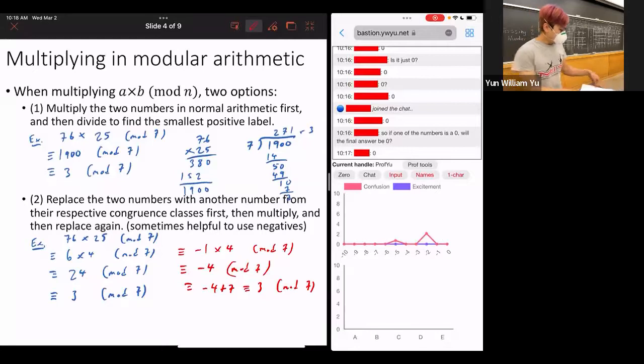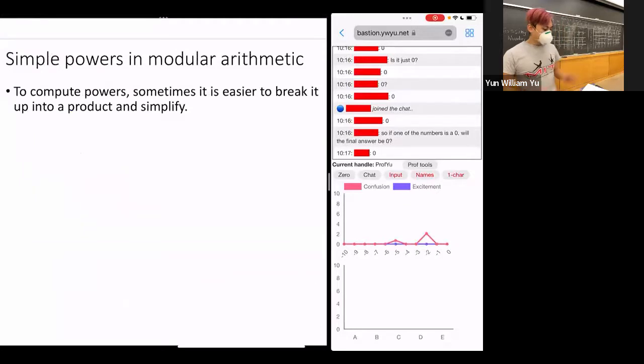Okay. And let me give a little bit more, and then we'll try some of these out, because of course, practice makes perfect. Or at least better, maybe not perfect. Okay, so now we've done all this. What about simple powers in modular arithmetic? So we'll be coming back to this later with much more advanced stuff, because it turns out there are lots more tricks you can do with powers.